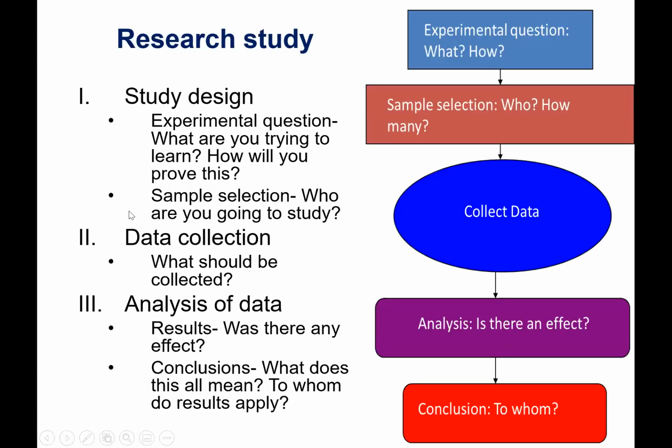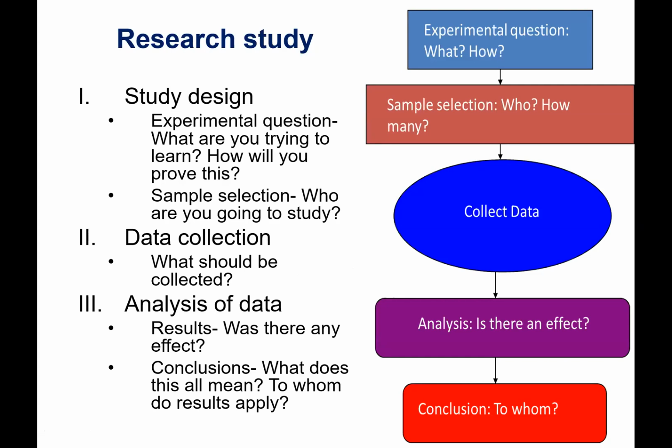For example, when we do some experiment, we should think about our study design. What are you trying to learn? For example, you want to do a case control association study and identify the genes associated with major depression. How could you approach this?